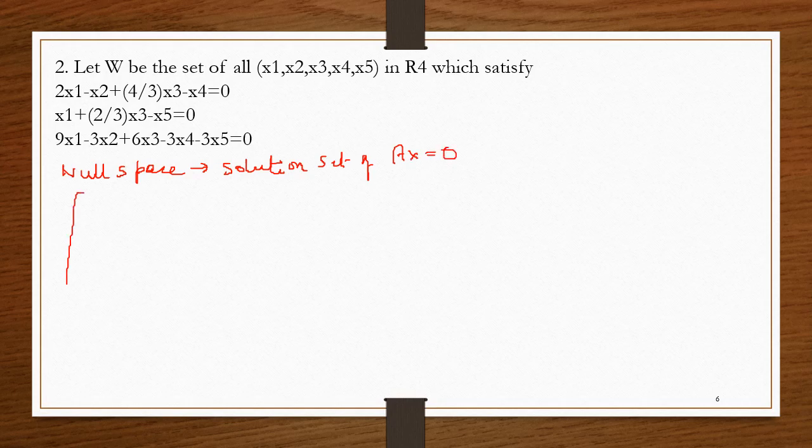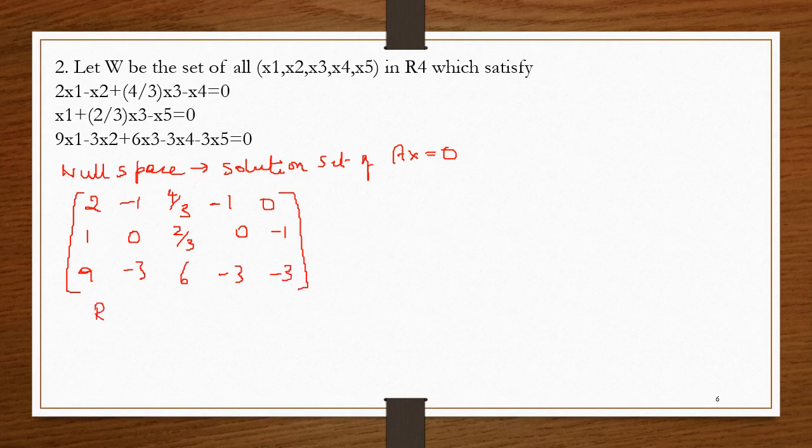So we'll try to write a matrix now by taking all the variable coefficients. So we are going to get 2 minus 1 4 by 3 minus 1 0. Second equation 1 0 2 by 3 0 minus 1. Then 9, that is we are taking the coefficient of x1 which is 9, coefficient of x2 which is minus 3, coefficient of x3 which is 6, coefficient of x4 which is minus 3, coefficient of x5 which is minus 3. So how to do this? We'll do the row operation.